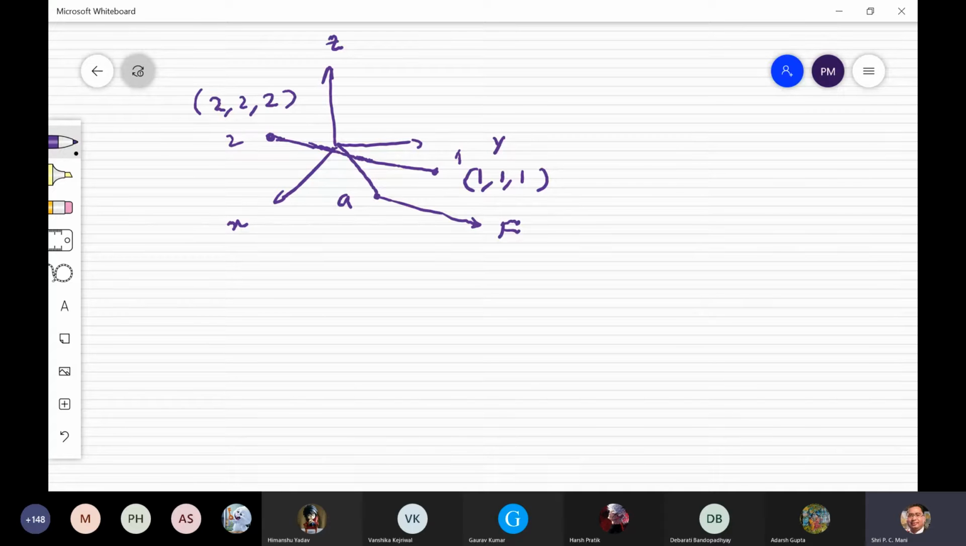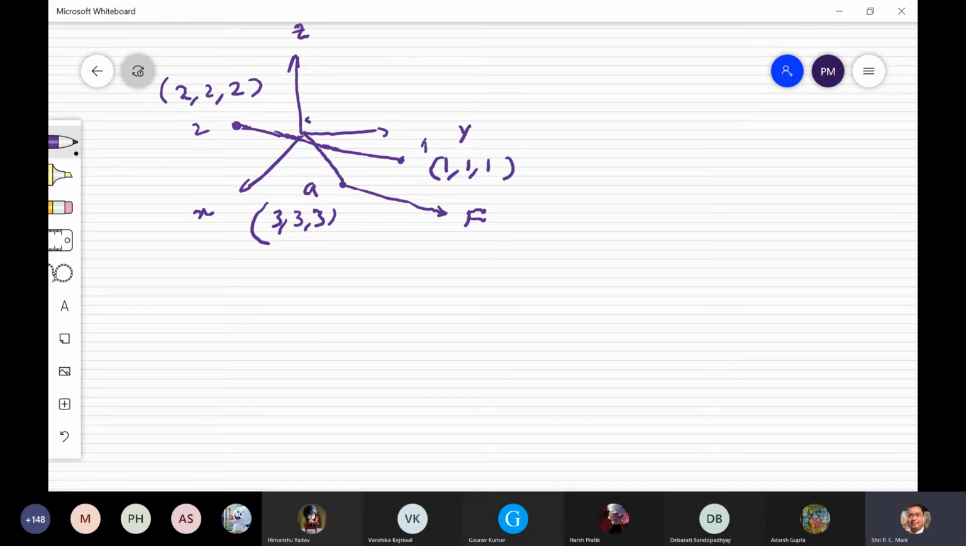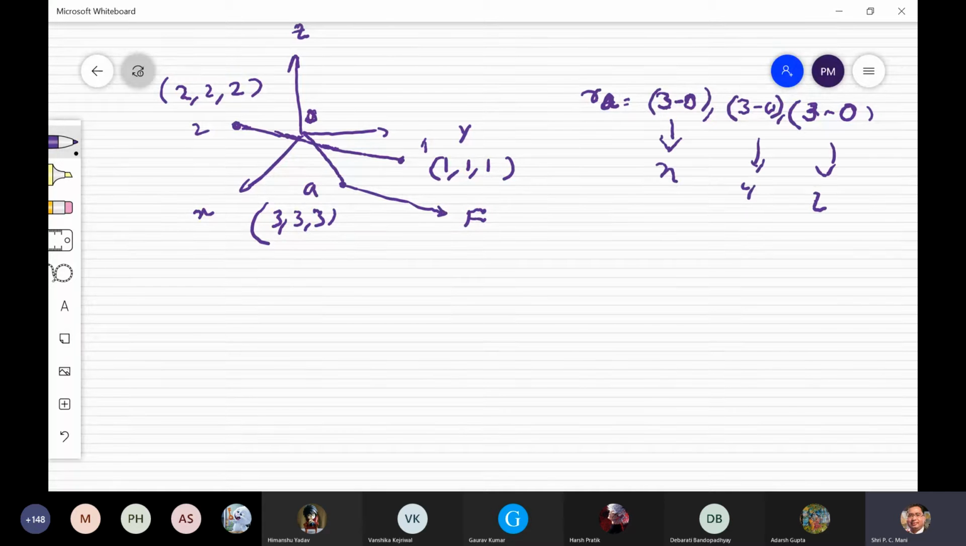So here let us take A as 3, 3, 3. This is the origin. So RA will be 3 minus 0, 3 minus 0, and 3 minus 0. So 3 coordinates are there: this one is related to x, this one to y, this one to z. So RA will be 3i plus 3j plus 3k.